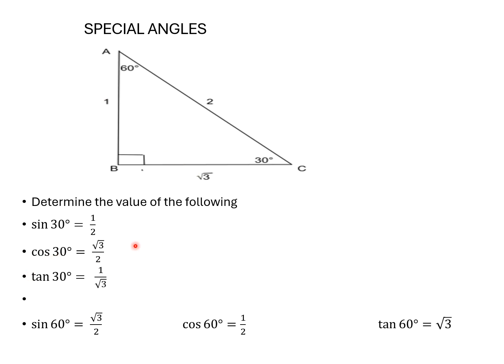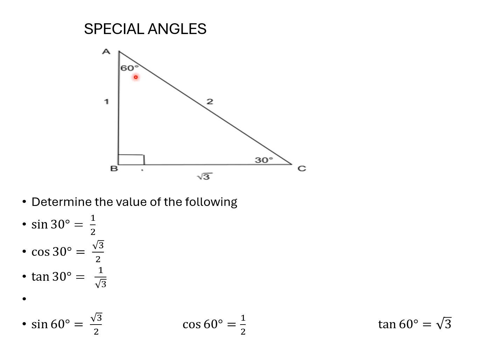Please make sure your calculator gives you sine 30, it gives you cos 30. But tan 30, it gives you square root 3 over 3 because it rationalizes the denominator, so you need to know this. Tan 30 is 1 over square root 3 if we say solve without a calculator.